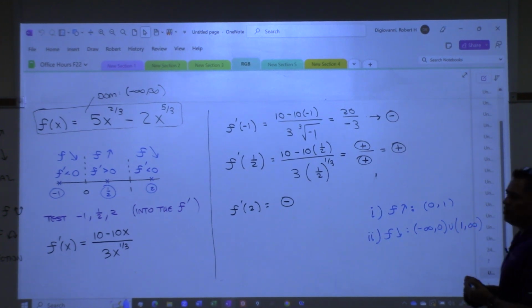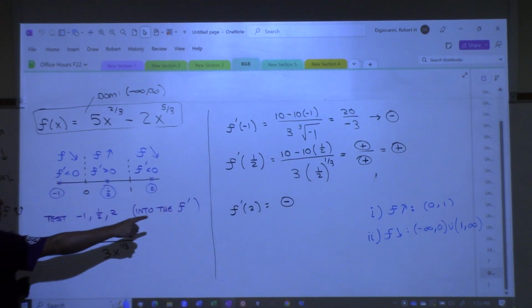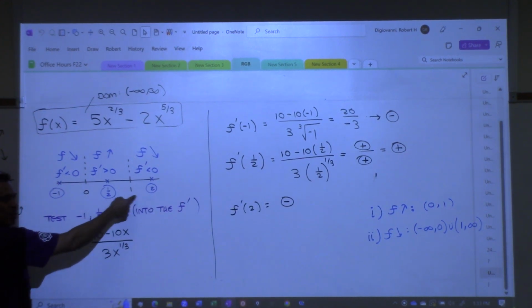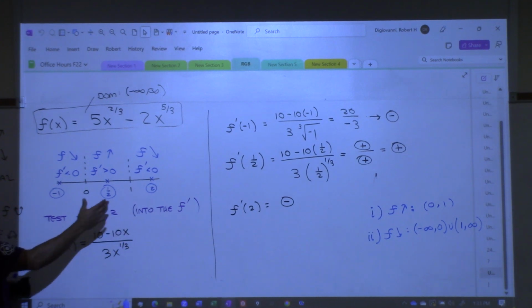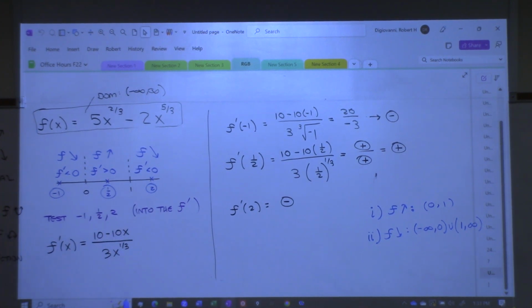A lot of times what students will do on accident is when they give me those answers, they'll accidentally use one of these test points in their interval instead of using the actual critical number. So just be careful with that. Any questions there? I know where the graph goes up and down. All right, how about local max min?